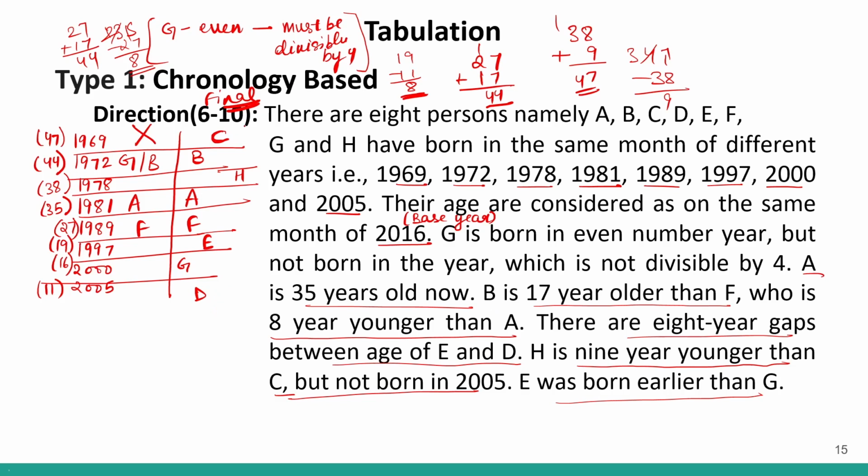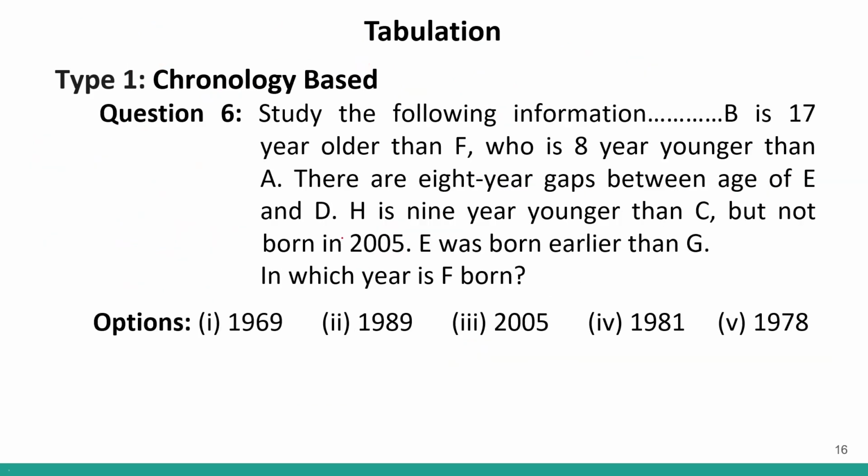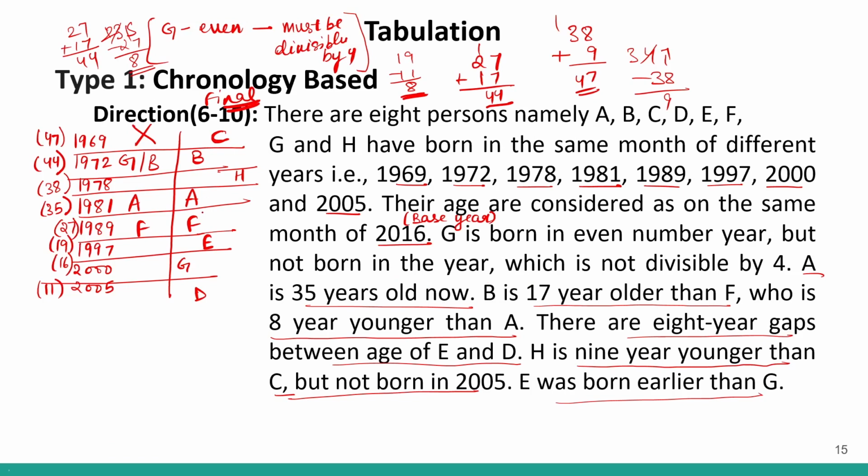Now based on this, we have 4 questions. So let us solve. This is question number 6. Question number 6 is simply asking in which year is F born. So basically the birth year of F. If I look at the arrangement, F is born in 1989 and is 27 years old. So, F is born in 1989.